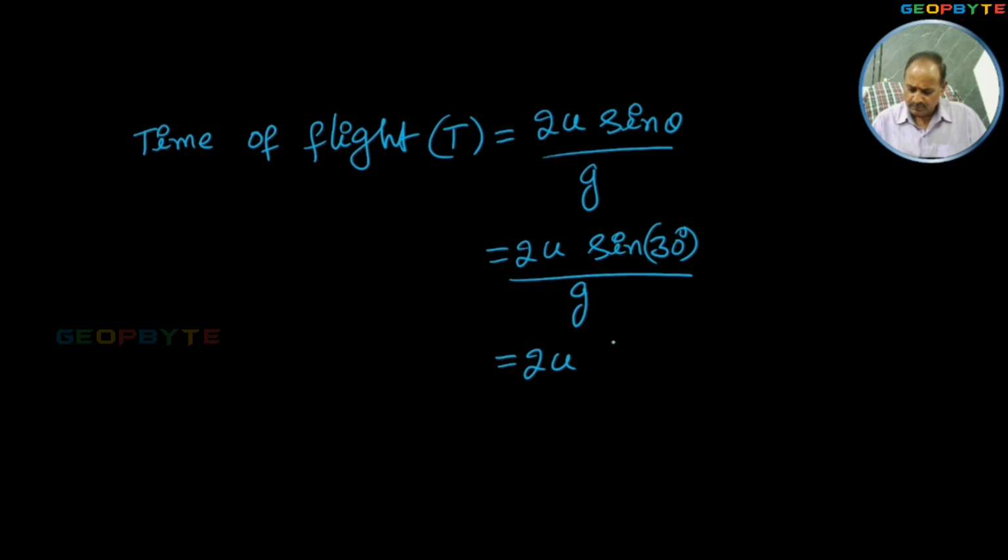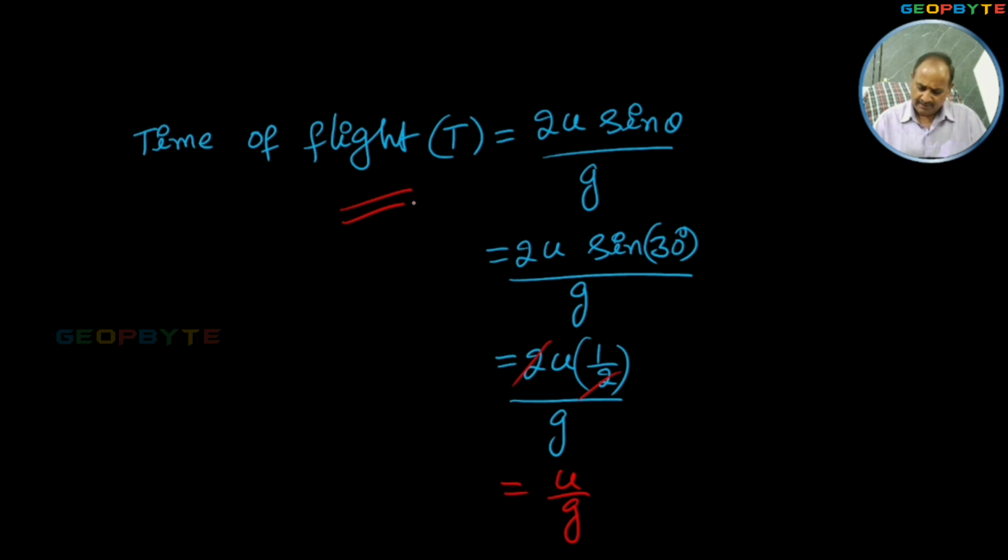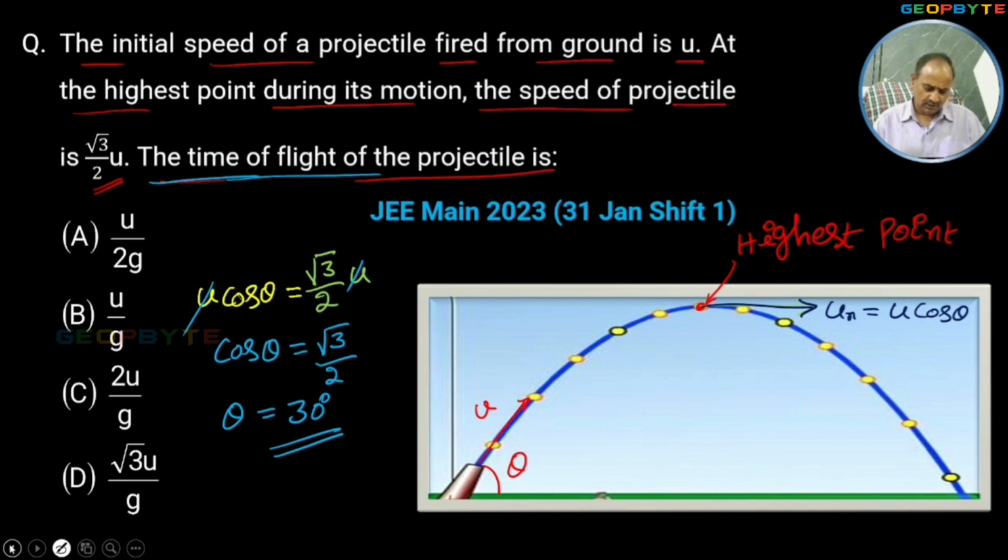2 into u into sin 30 equal to 1 by 2, dividing by g. This 2 is cancelling. Finally, it is equal to u by g. So time of flight is u by g. Look at the options. Option B is absolutely correct. Understood clearly? Yes. Here at the highest point, no vertical component of velocity.